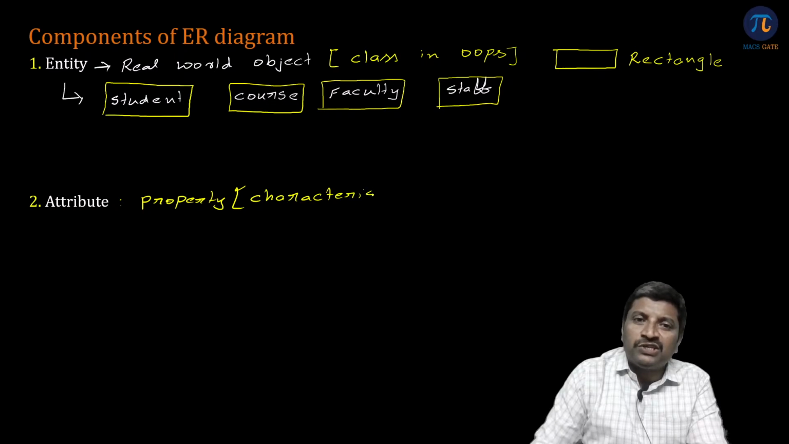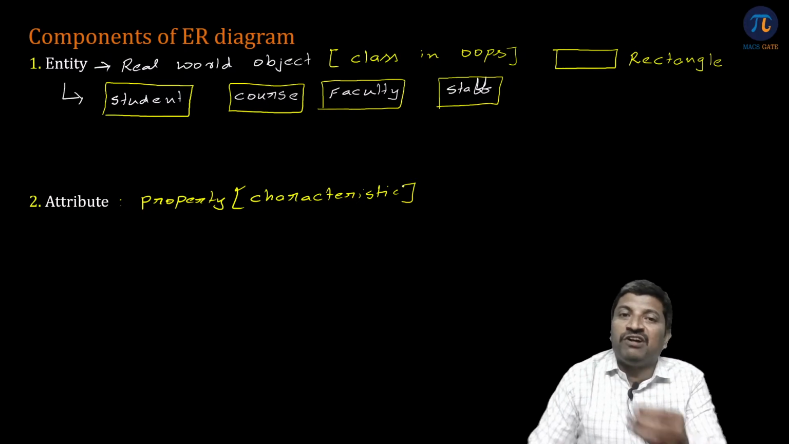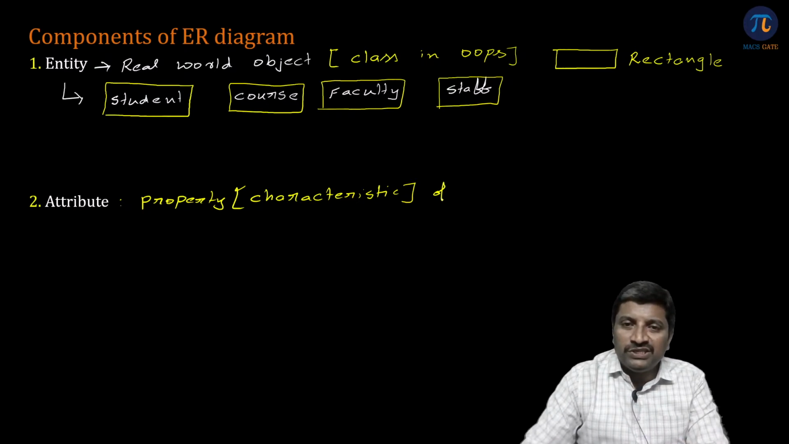Instead of property, you can use another term, characteristic. Sir, we don't consider all the possible characteristics. We consider the characteristics of our interest. So it is the property of an object.